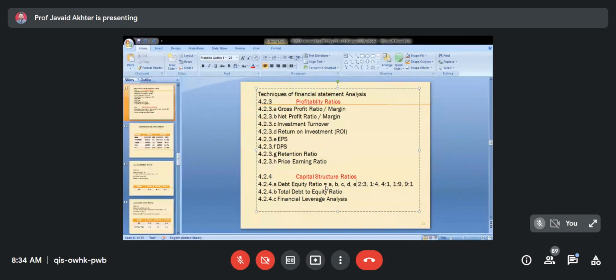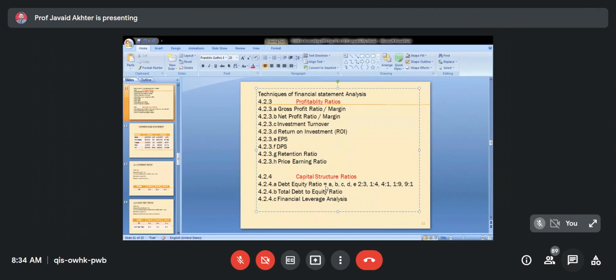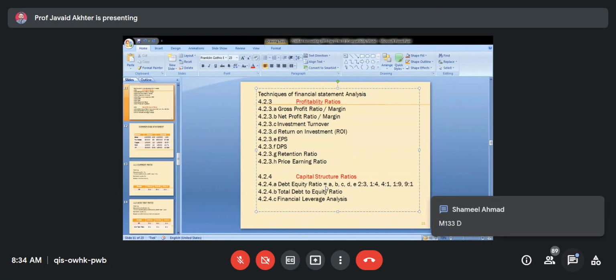Because it carries a huge amount of risk. Suppose there is no profitability, there is no profit in the company, still it has to pay interest. And which is the least risky company? D, 1 is to 9. D is the least risky company. Out of rupees 100, it has just 10% debt and 90% equity. There can be another situation, 0 is to 1, zero debt and 100% equity.